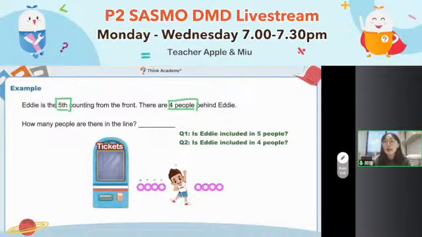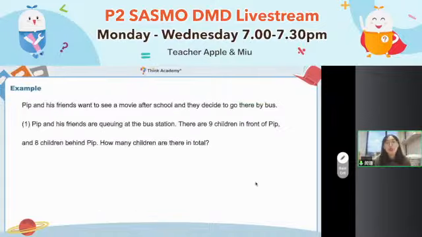And for cardinal number, 4, Eddie is not included in 4 people. Clear? Very easy, right? Okay, good job. So now let's move on to some challenging questions. Okay, let's read the question together.